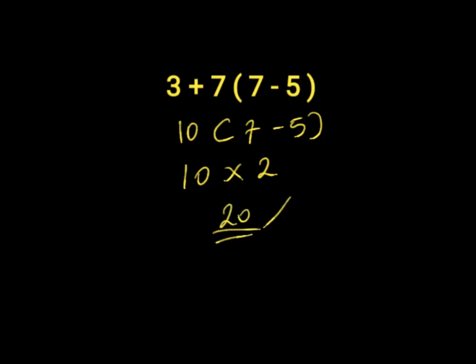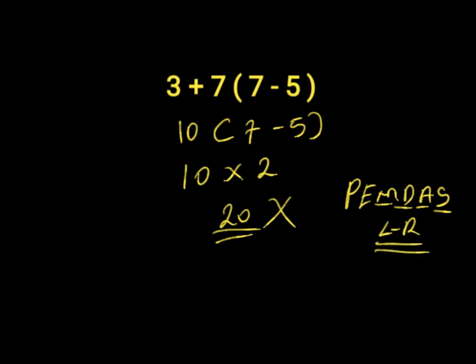20 is the wrong answer to this question because we did not work with the order of operations, which is PEMDAS. In PEMDAS, we have parentheses, exponents, multiplication, division, addition, and subtraction. Multiplication and division have equal priority, as do addition and subtraction, working from left to right in order to arrive at the correct answer. Let us solve for the right answer to this question.